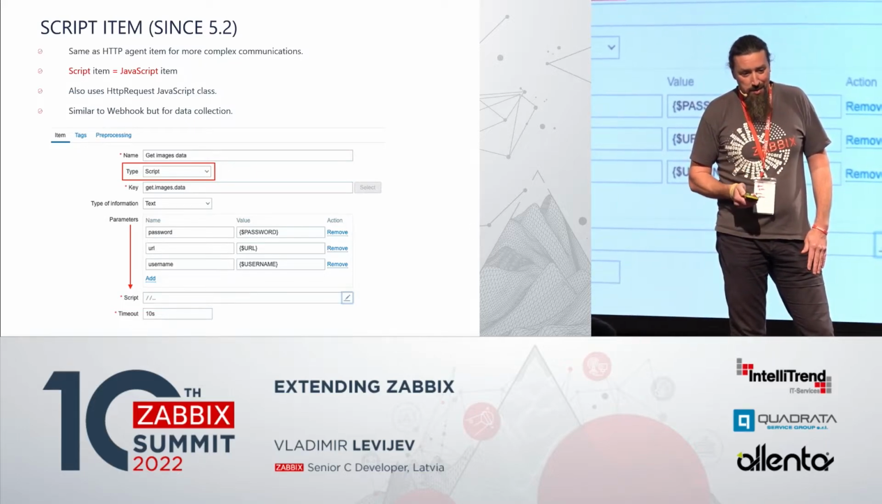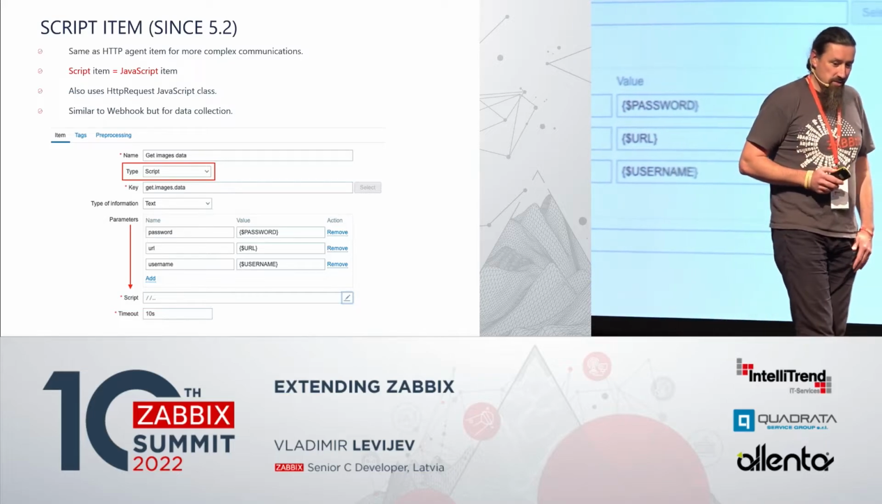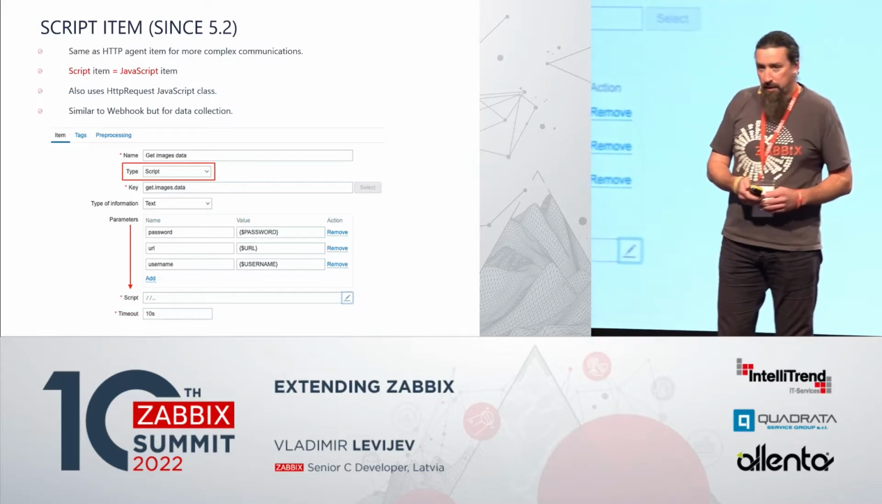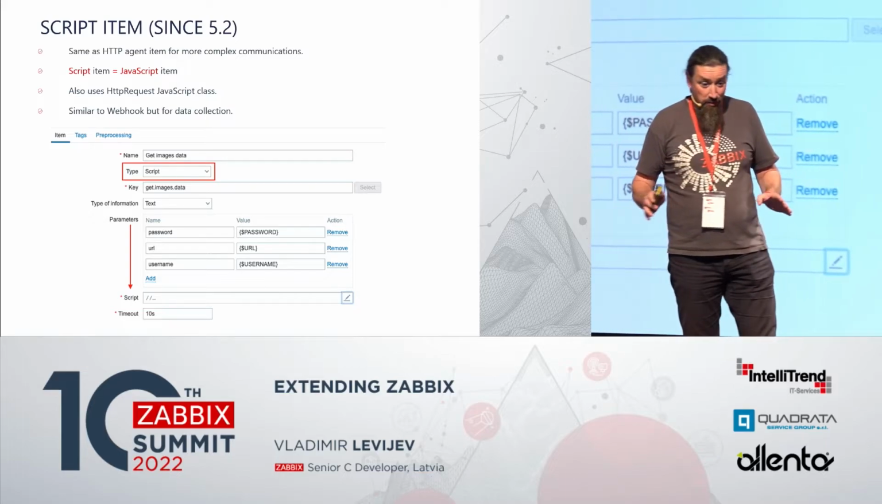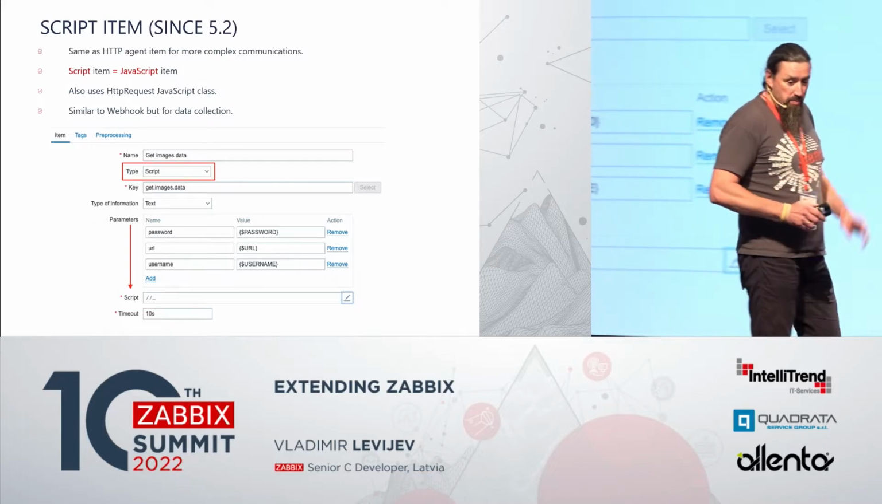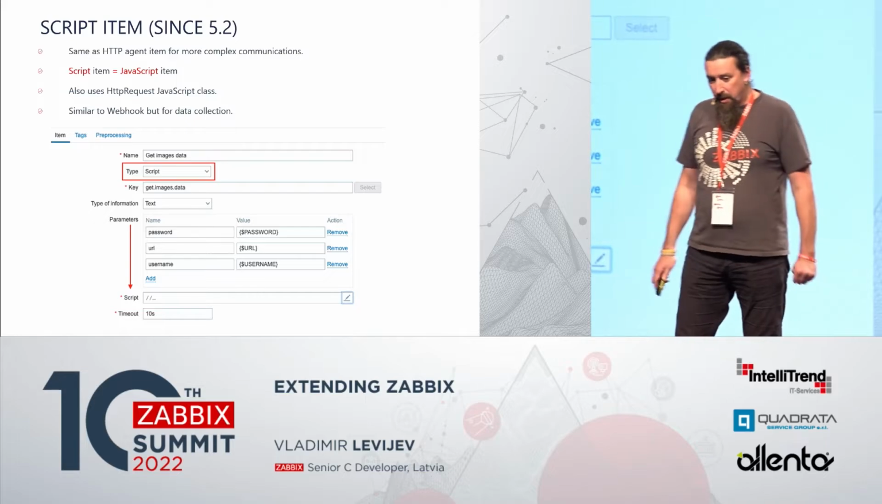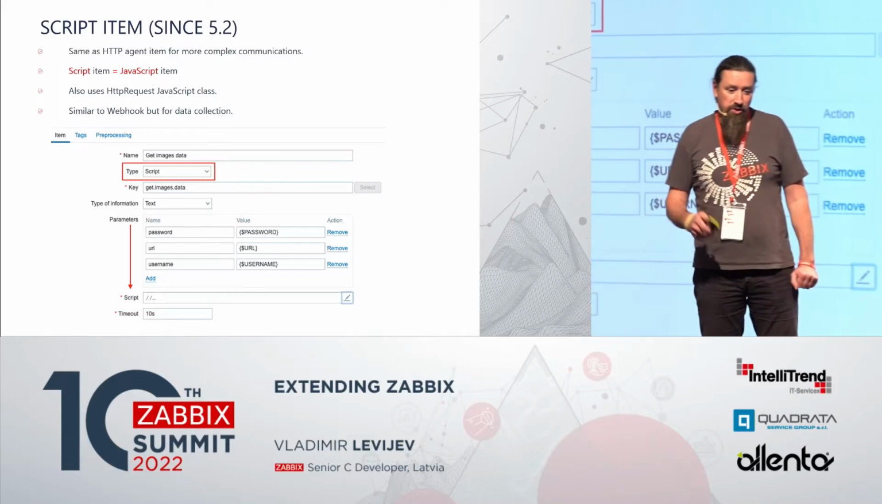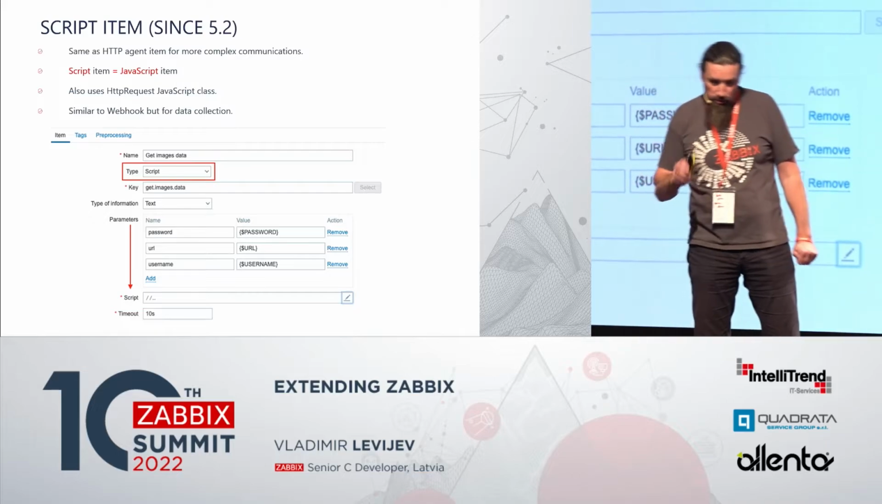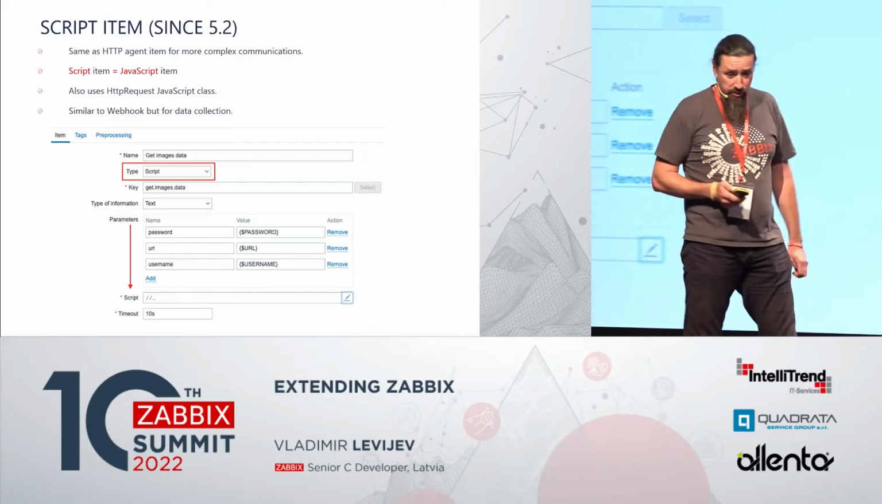This name, script, is sometimes confusing for people. They think, okay, I'll click script, and then I can do whatever there, a bash script or a Python script. It's not like that. Basically, you should think of the script item as a JavaScript item. It only allows you to write JavaScript code.